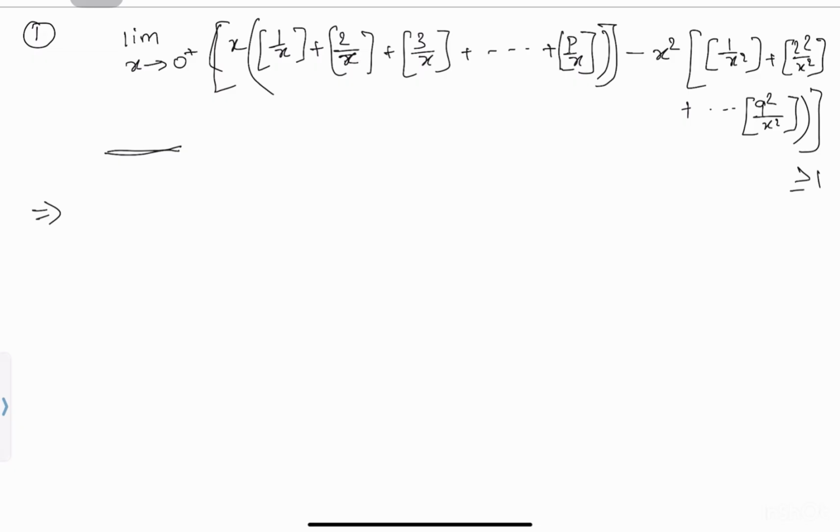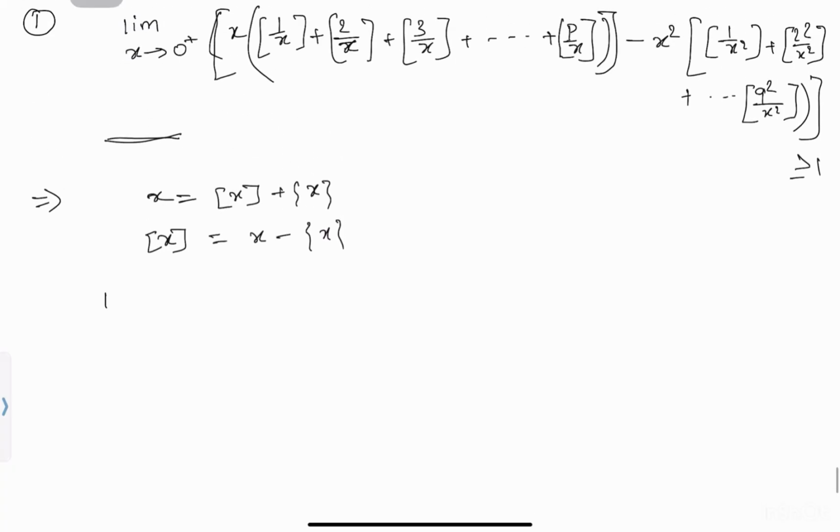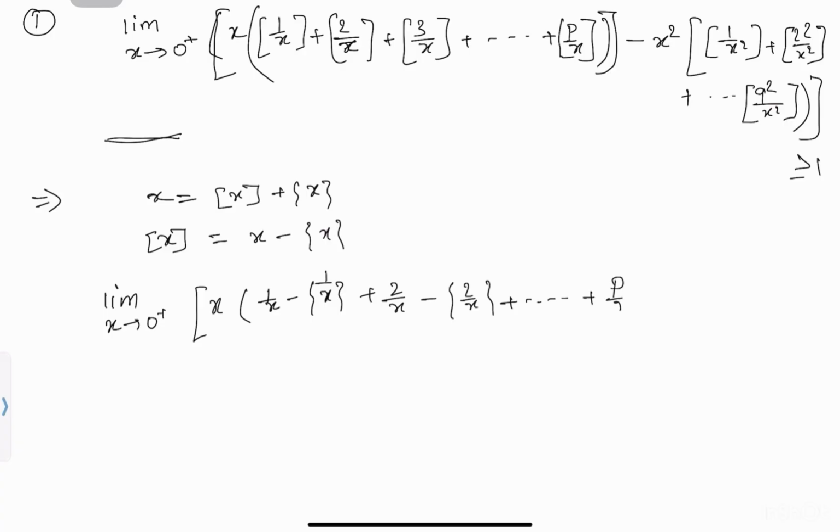Before going to solve, this is the formula. Box x, meaning the greatest integer function, equals x plus fractional part. Clear? Also I can write box x equal to x minus the fractional part. So according to the given limit, I can write the limit as x tends to 0 positive of x as it is, and in the bracket, instead of box of 1 by x, I can write 1 by x minus the fractional part of 1 by x. Same way 2 by x minus the fractional part of 2 by x, up to p by x minus the fractional part of p by x.